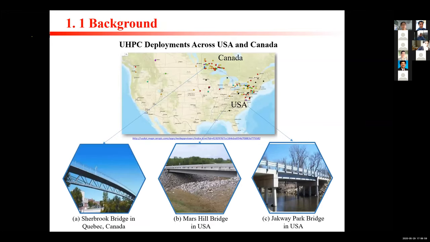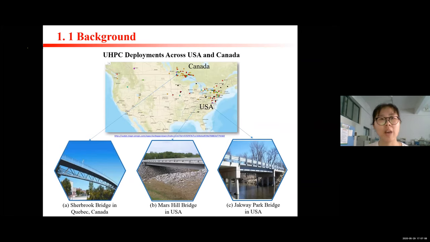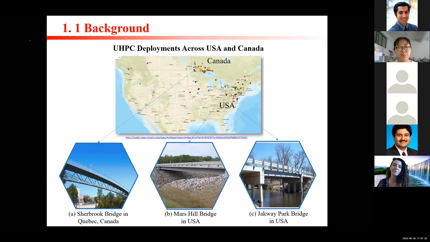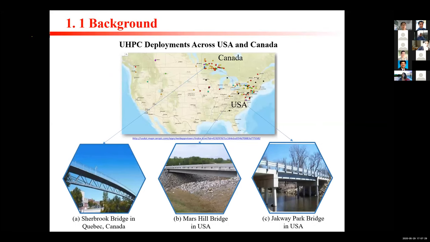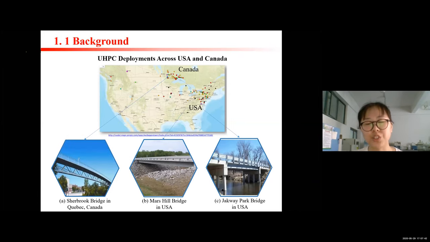UHPC has excellent mechanical properties and has begun to achieve successful application in bridge engineering. According to statistics, there are more than 200 bridges using UHPC in America and Canada, like Shanebrooks Bridge, Mars Hill Bridge, Chagwin Park Bridge. However, there are fewer than 10 bridges with UHPC as the main structure, and they mainly apply UHPC to the bridge deck.